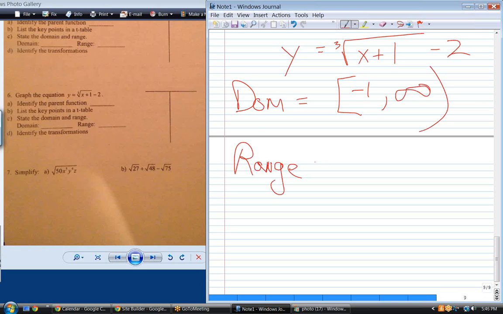Range. Let's see. What's the big end? How big can y be? -2. That's how small it could be. It can go to infinity, I guess. So the right side of the range is infinity. And the left side, again, we want to know, how small can that possibly be? 0. It can never be negative.